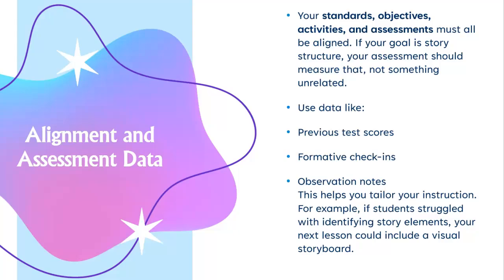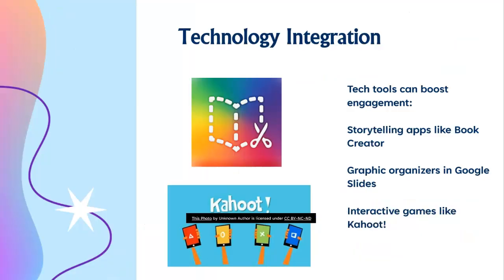Alignment and assessment data. Your standards, objectives, activities, and assessments must all be aligned. If your goal is to structure your assessment, measure that, okay? Make sure that you use test scores or do formative check-ins with your students, but make sure that these things are aligned, and that way you can ensure that you are teaching your students everything that they need to know and you are aligned with the state standards.